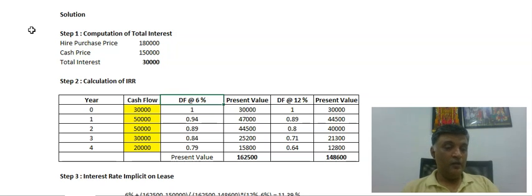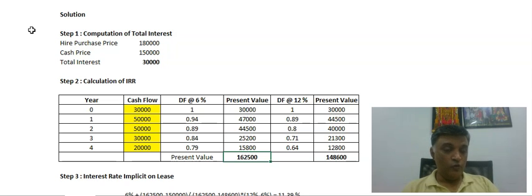and then we'll try to find out what is the difference between the numbers. Now, if you look at this second column, these cash flows are already given to us, right? 30,000 is the down payment, 50, 50, 30, 20 are the first installment, second installment, third installment, fourth installment numbers. So what I do, I try to discount the cash flows at 6%. So that gives me column number 4, which is present value, which is 30,000 into 1, 50,000 into 0.94, 50,000 into 0.89. Likewise, I get 162,500.